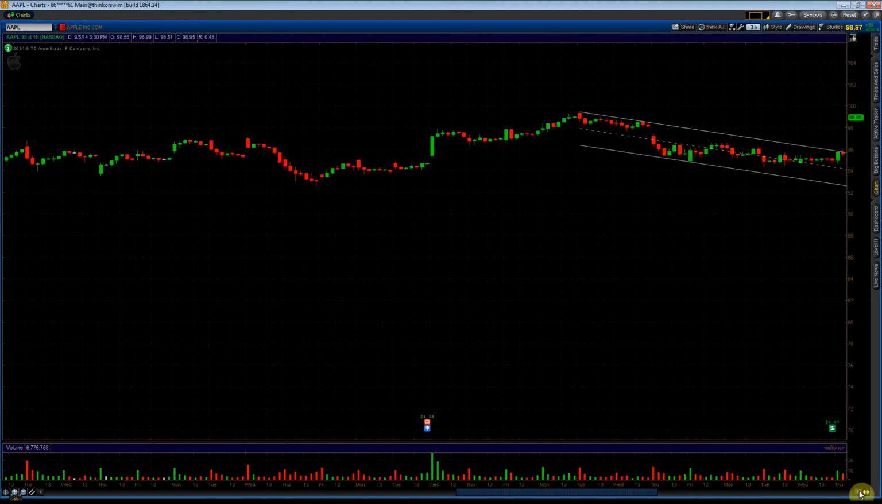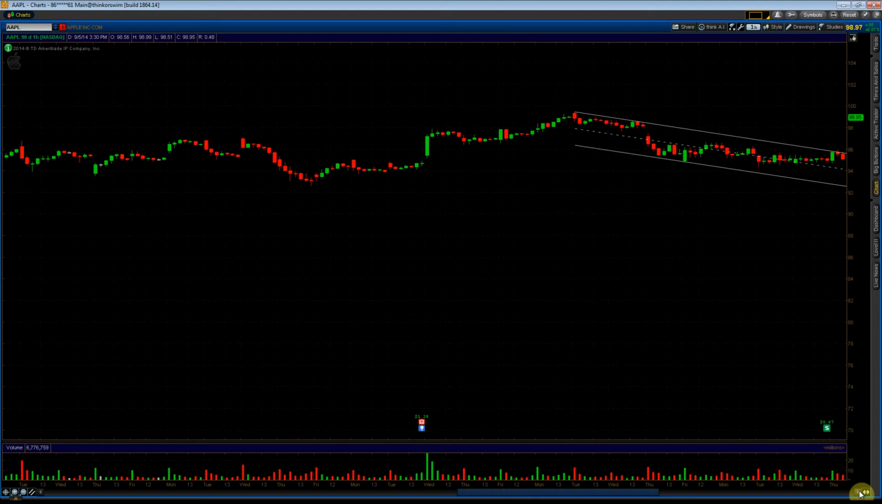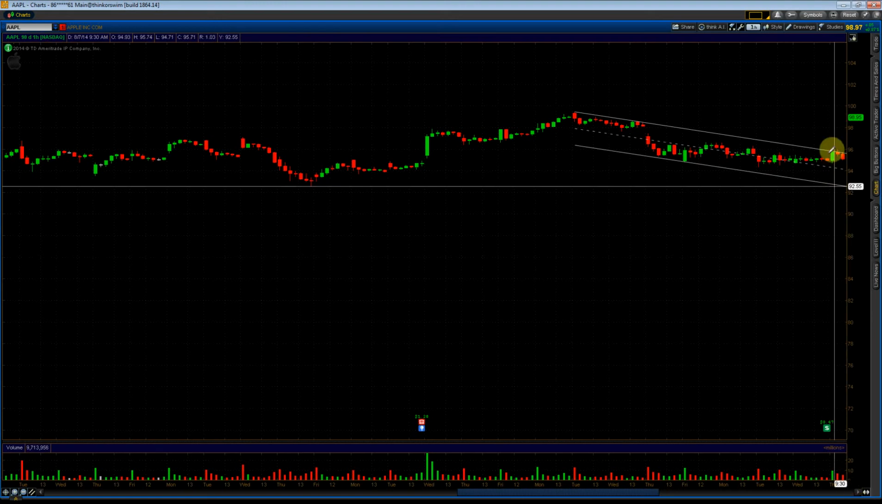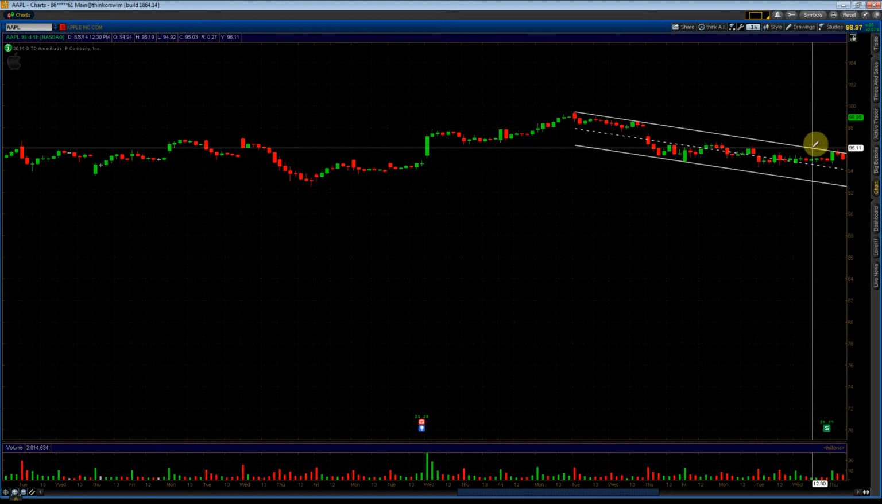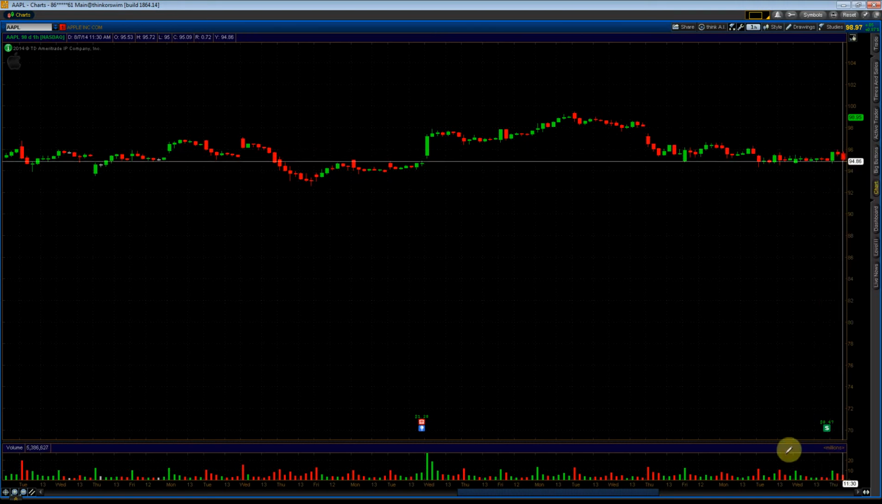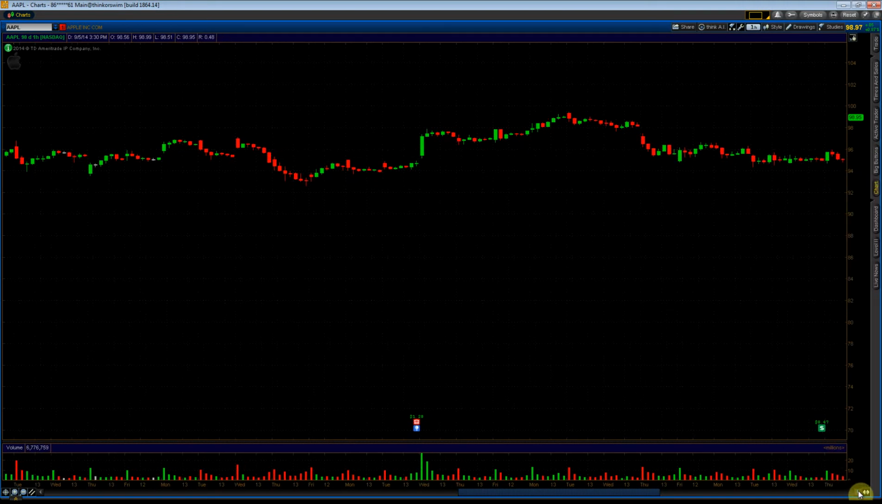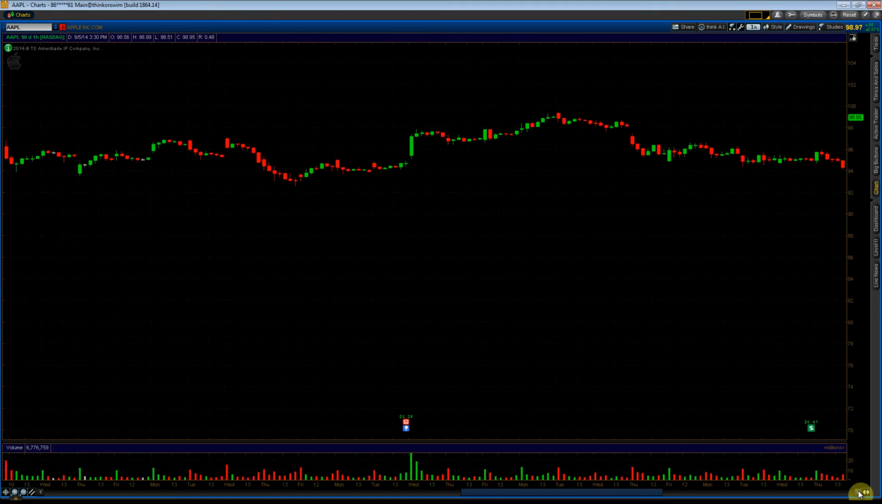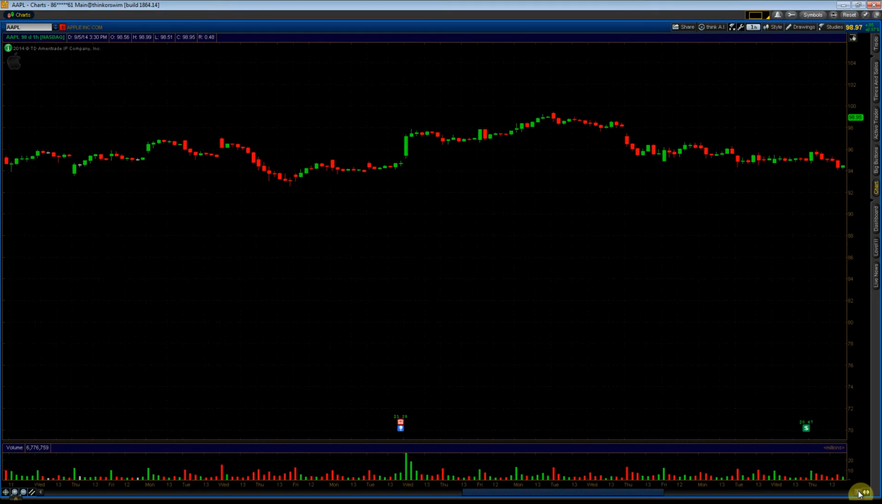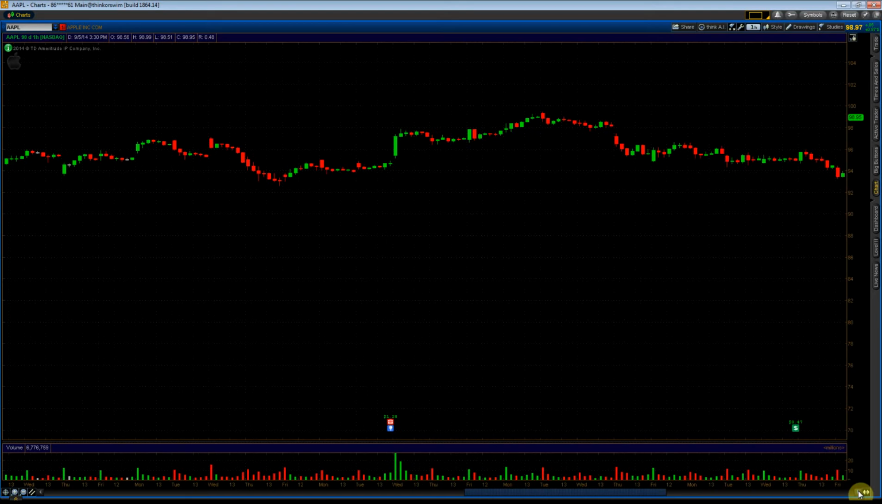Well, guess what? You just broke above the channel. When you break above that channel, you've nullified the channel. There is a difference between a trade you might make money on and a trade with a higher probability to make money on. And when you nullify a channel, you have to begin to think that channel might not exist.